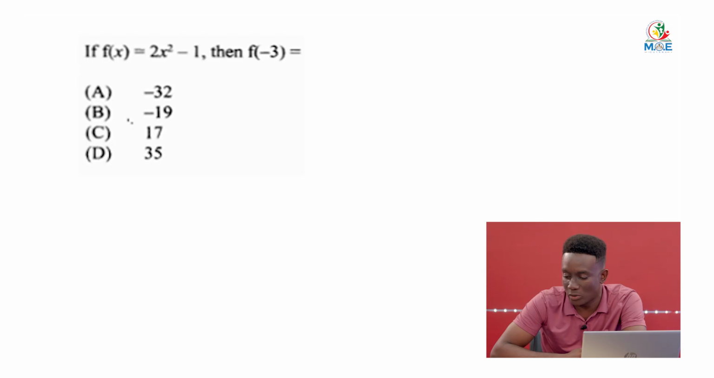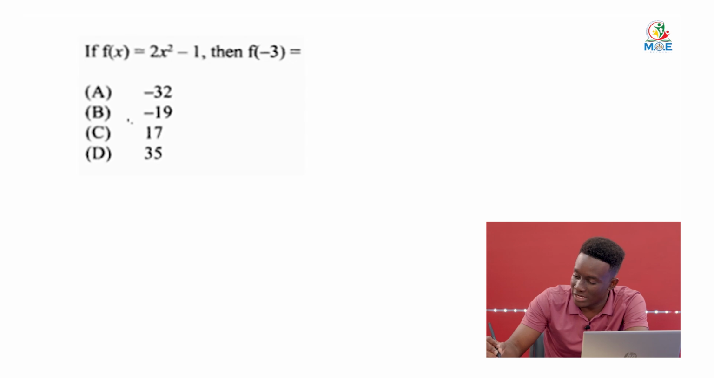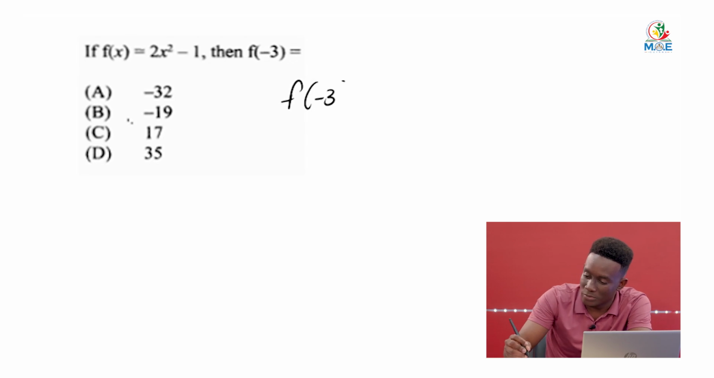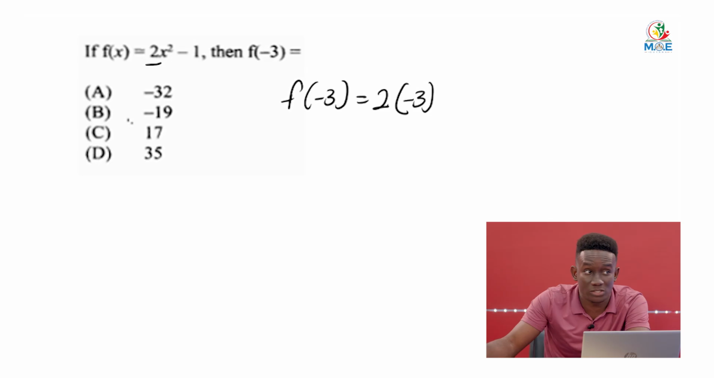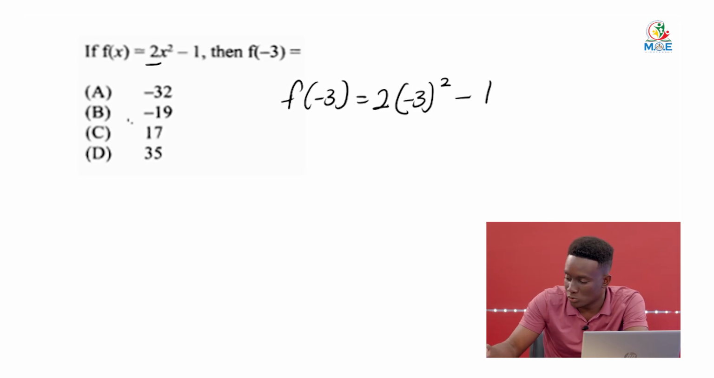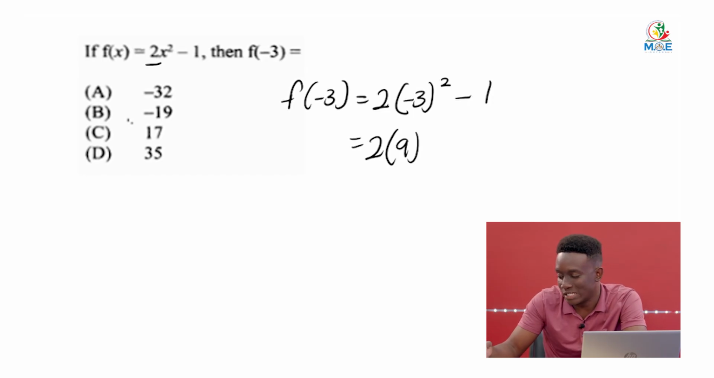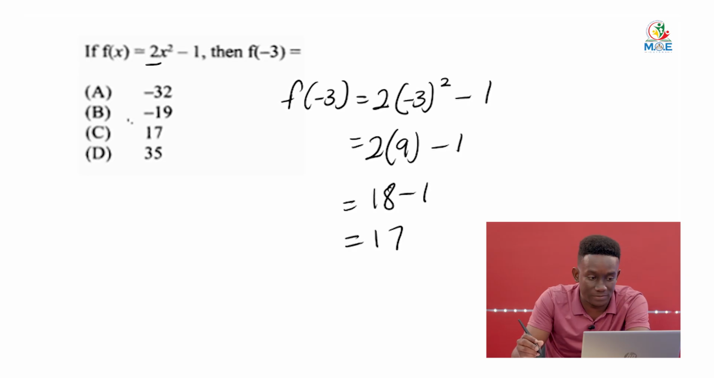The next one says, if f of x is equal to 2x squared minus 1, then f of -3 is. So f of -3 is equal to 2 multiplied by, instead of x, we'll have -3 squared, minus 1. That would be -3 times -3, which is 9. So 2 times 9 is 18. 18 minus 1 would give me 17. So f of -3 is equal to 17.